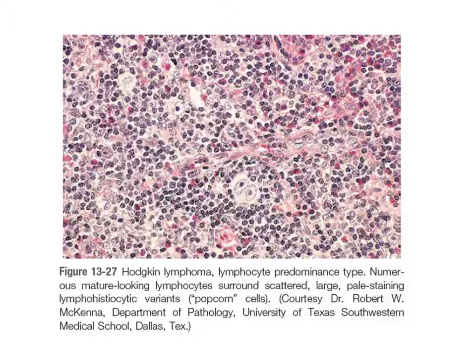Now these are some histological pictures of what we will see in the lymph nodes. Hodgkin lymphoma, lymphocyte predominant type: numerous mature-looking lymphocytes surrounding scattered large, pale staining lymphohistiocytic variants. These are known as popcorn cells.